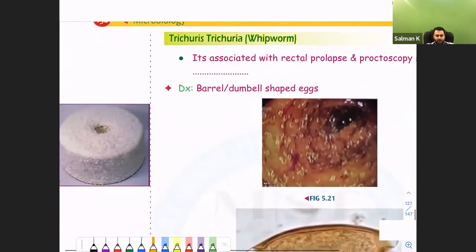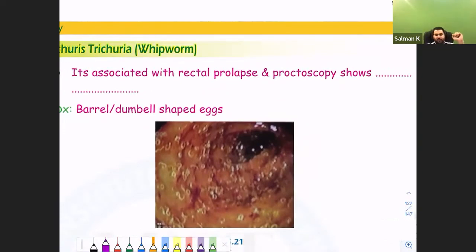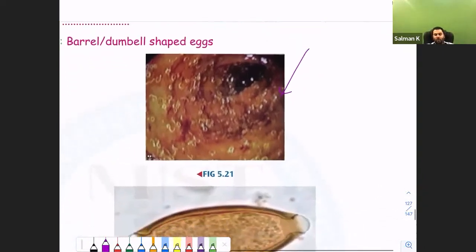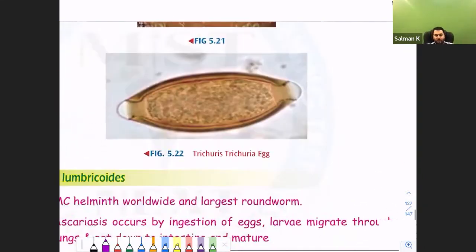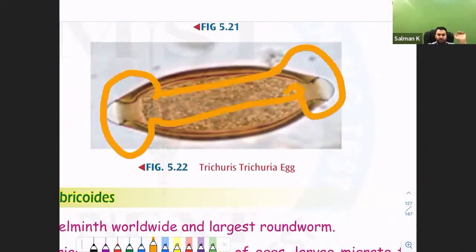Next, moving on, this must be bringing back memories. Trichuris causes rectal prolapse. And we said that proctoscopy shows this appearance, what is described as coconut cake rectum. It produces that coconut cake rectum. You have to just recall this. The shape of the egg here is the barrel shaped egg or the dumbbell shaped egg.